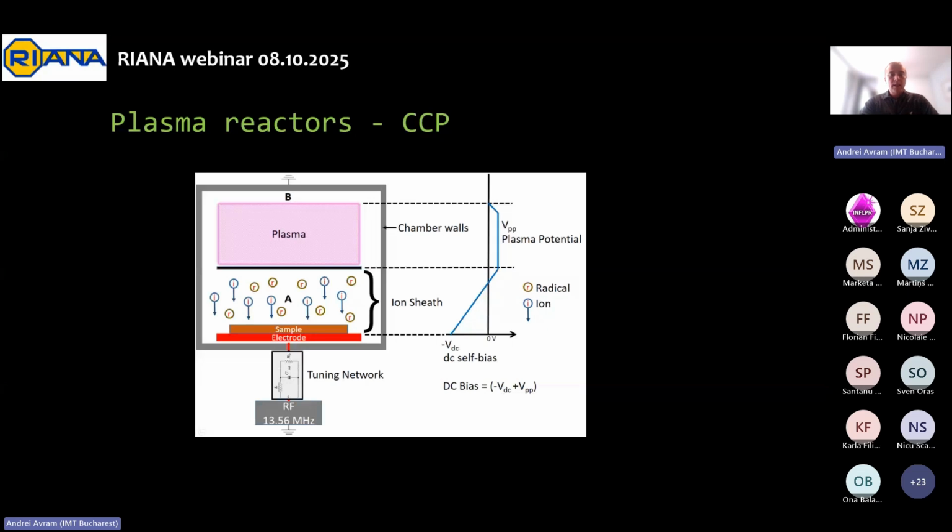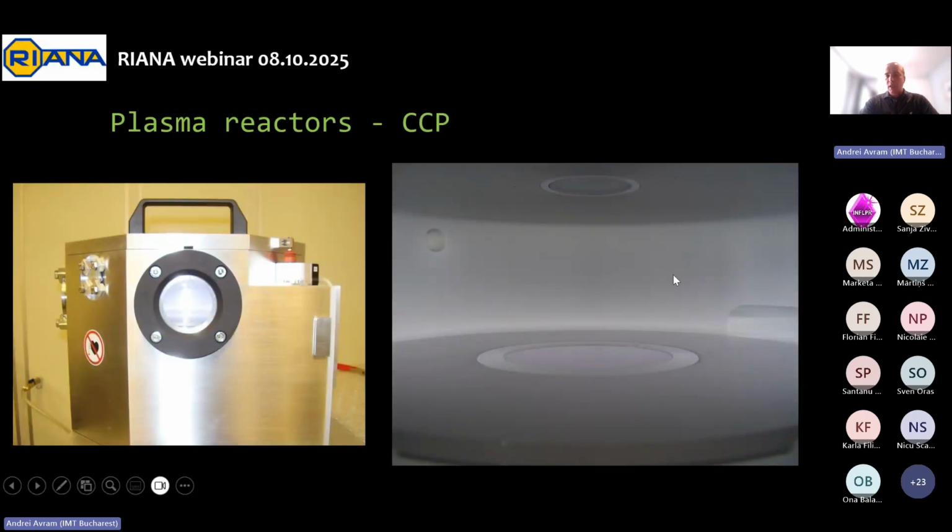Okay, so this is one of the reactive ion etching systems we have at IMT Bucharest. It's a Zentech SI 220 system, etch lab system, and with a very nice picture from inside, with an oxygen plasma ignited. And here we have a silicon wafer inside the plasma.